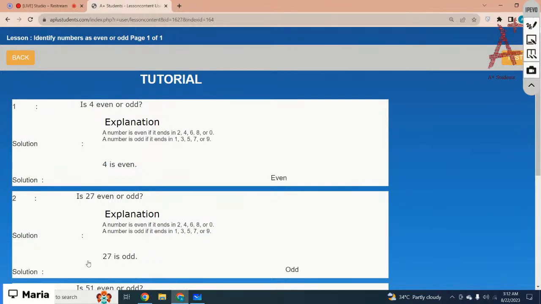Okay, is 4 even or odd? So a number is even if it ends with 2, 4, 6, 8, or 0, and it is odd if it ends with 1, 3, 5, 7, and 9, right? So you can see 4. 4 is an even number. The correct option is even.